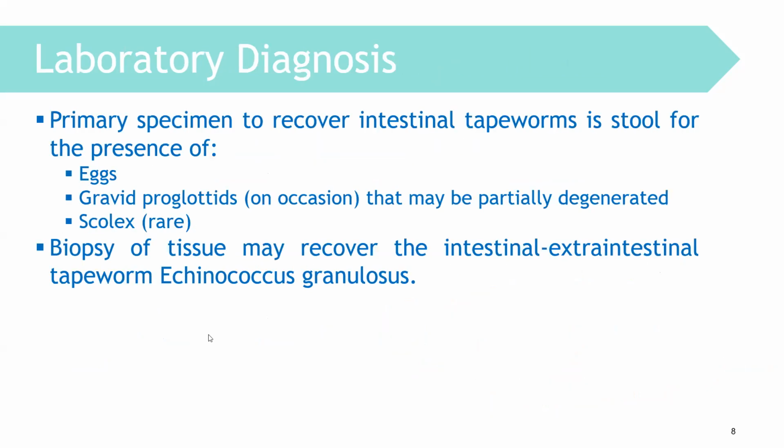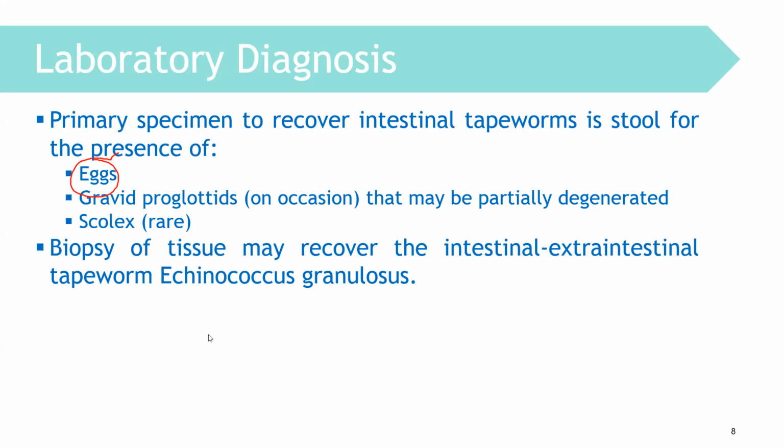Okay? Moving forward to the laboratory diagnosis, this is also the same thing with our nematodes, wherein we're going to recover the egg, the proglottids, and the scolex. Now, if we recover eggs, it means that there is the presence of the parasite. It can be Taenia, it can be Diphyllobothrium, it can be Dipylidium caninum or Hymenolepis nana.